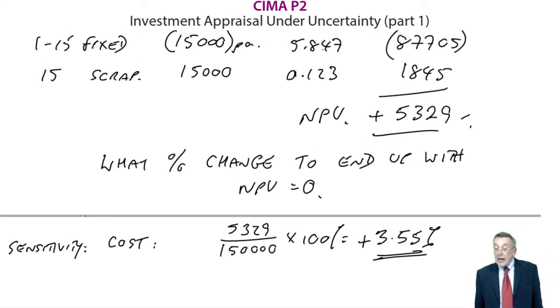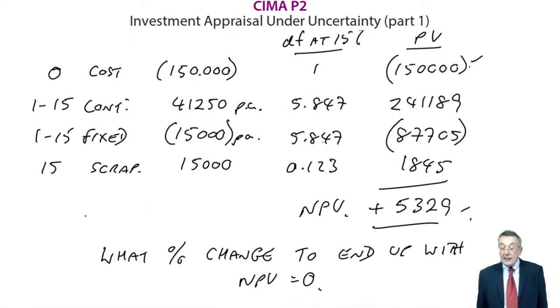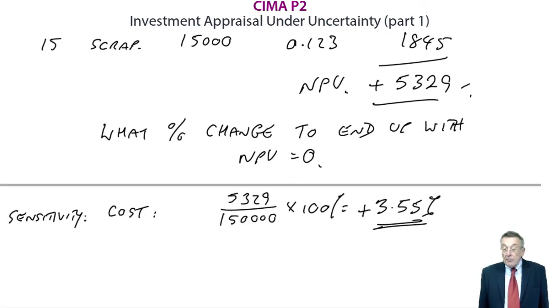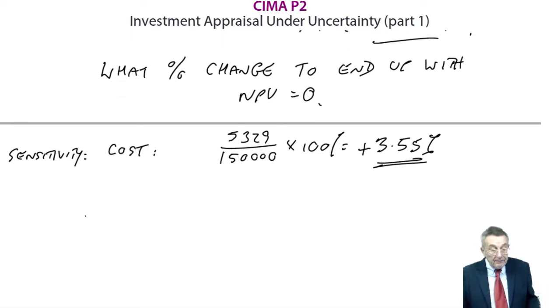It can increase by up to 3.55% and it's still worth doing. If it increased by any more than 3.55%, then we've got a problem. It would be negative. Well, that was an easy one.